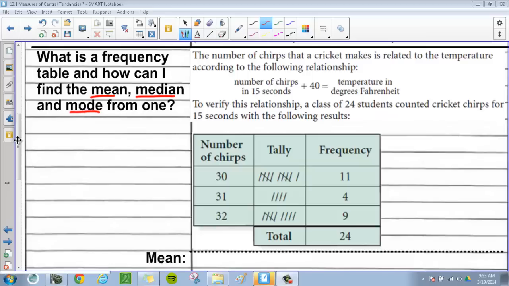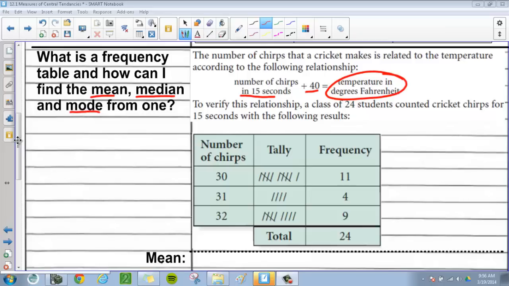Now, there's a certain type of cricket, and when it chirps, if you count how many chirps it does in a matter of 15 seconds and you add 40 to that, that actually gives you a really close approximation to the temperature that that cricket is in. So if he chirped 30 times in 15 seconds, you add 40 to that, he's chirping at about 70 degrees. That's what he's telling you. He's like 70 degrees out right now.